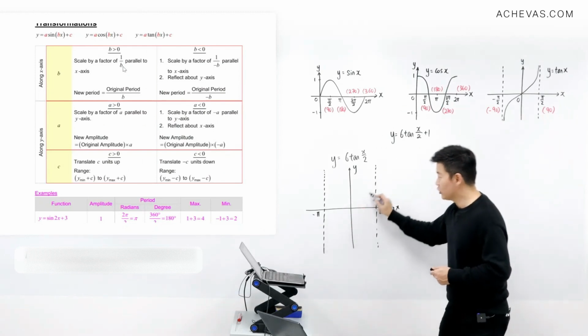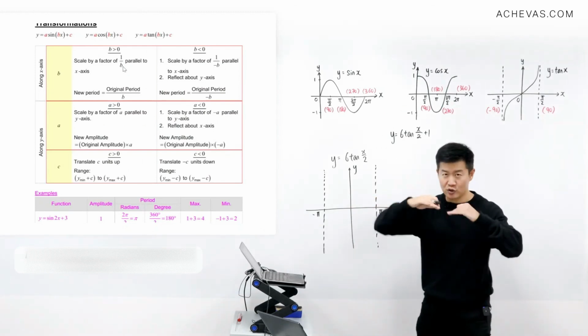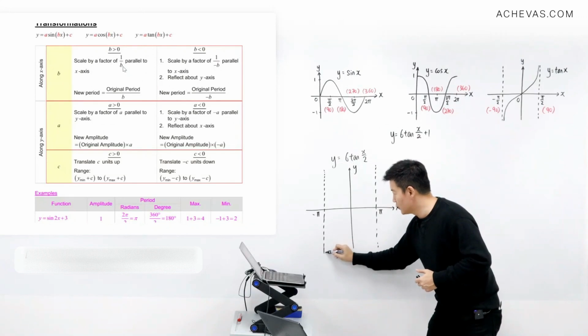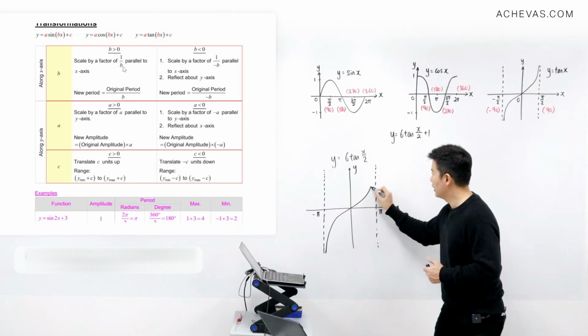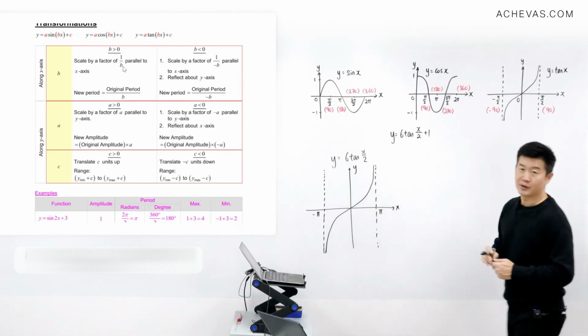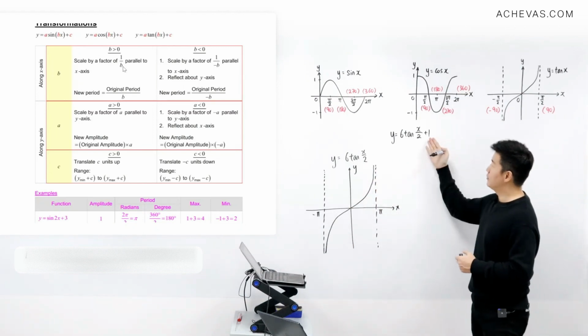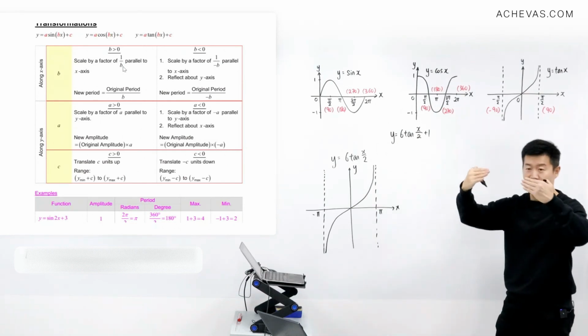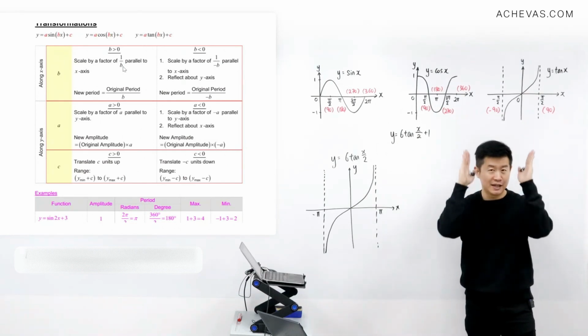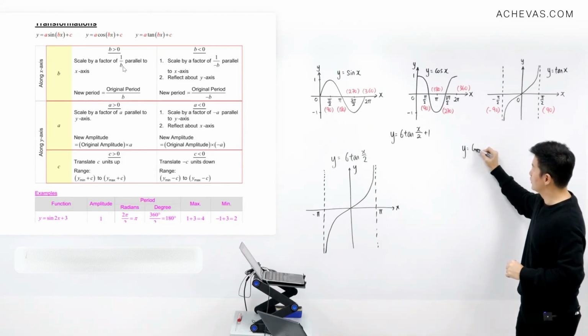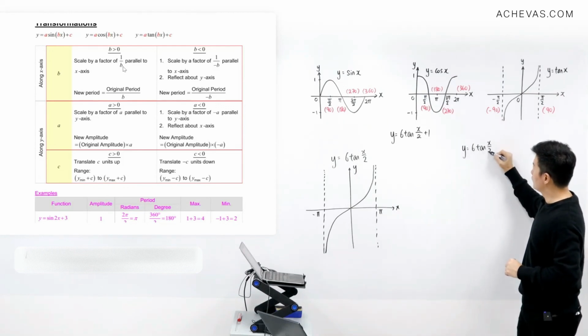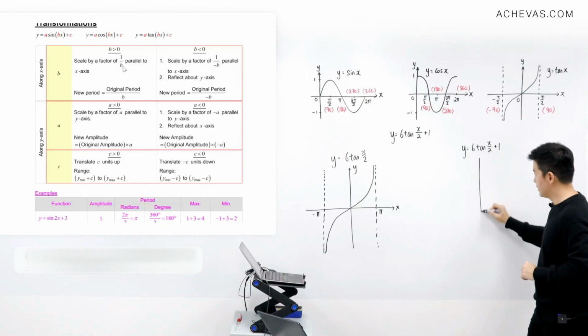And my graph is going to be like this. And I want to make sure that this part is not too horizontal. So it is going to be this, here, and here. Okay, this is the graph. And plus 1 is going to cause the entire graph to be translated by 1 unit upwards. So my graph is going to be like this. Y is equal to 6 tangent x over 2 plus 1 will look like this.